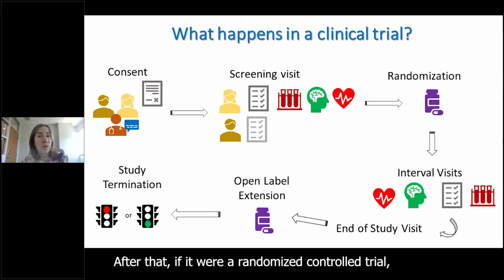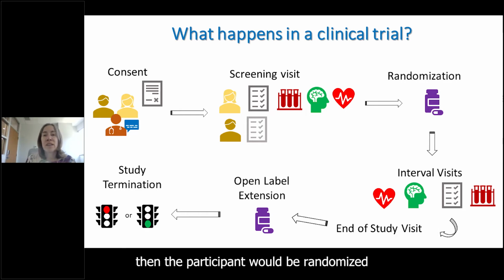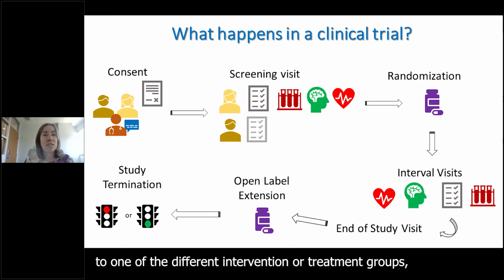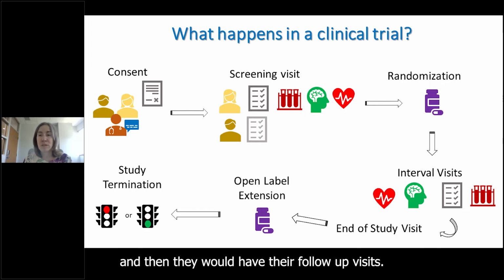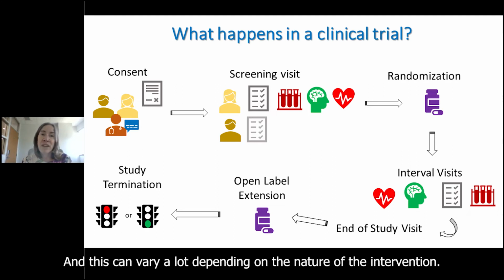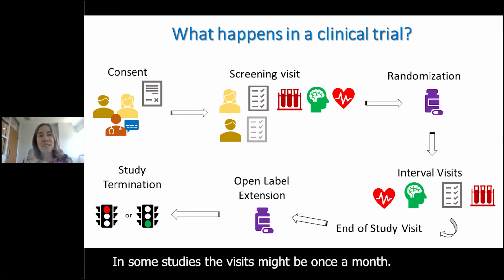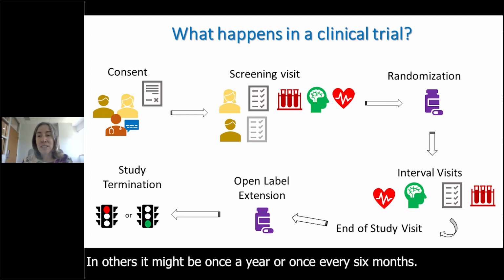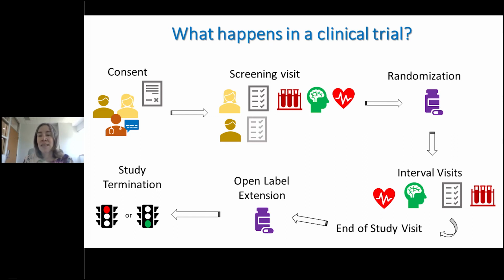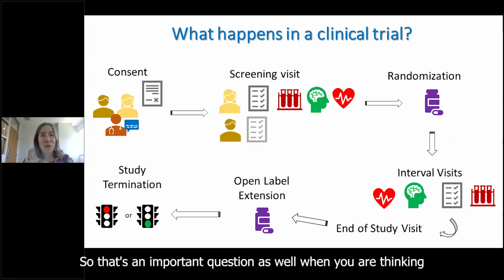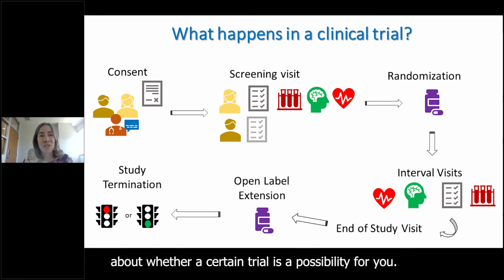After that, if it were a randomized controlled trial, then the participant would be randomized to one of the different intervention or treatment groups. And then they would have their follow-up visits. And this can vary a lot depending on the nature of the intervention. In some studies, the visits might be once a month. In others, it might be once a year or once every 6 months. So that's an important question as well when you're thinking about whether a certain trial is a possibility for you.